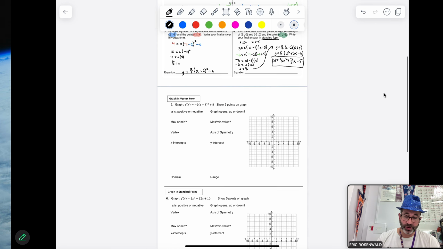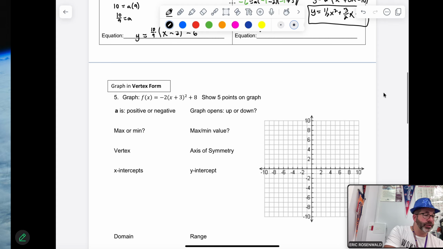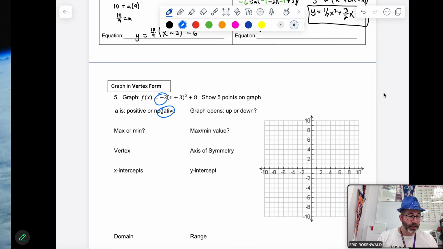So now we're just doing a couple of graphs with all this information. We're going to just pull information straight from the equations. When we look at this, we know that the A is negative. Okay, that's right there. We know because the A is negative, the graph is going to open down. It's going to be a maximum because the graph is no longer going to be like this, it's going to be flipped over. Okay, that maximum value we're going to take straight from the vertex.